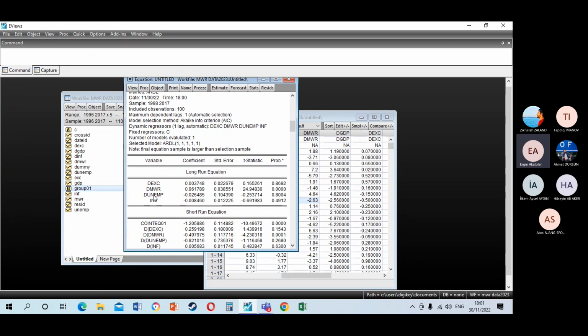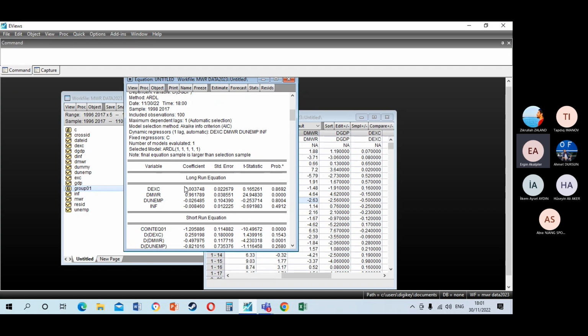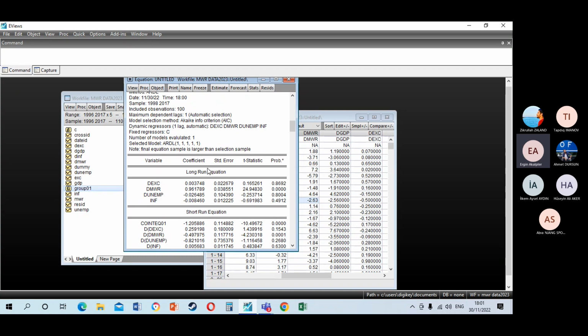There is a negative relationship between unemployment and GDP. There is a negative relationship between inflation and GDP. And there is a positive relationship between minimum wage and GDP, and there is positive also with exchange rate. And when you look at the probability values, it is also satisfied for the minimum wage. It is significant. For the rest, not. But important is that the relationship is somehow satisfied.